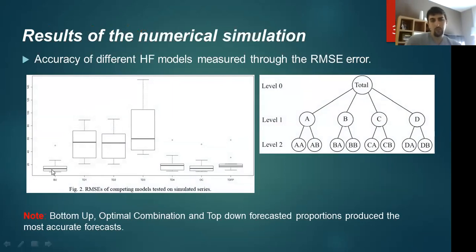We can see that bottom-up, optimal combination, and maybe top-down forecasting proportion have the lowest error. Optimal combination is a new method, very good. And as I said, bottom-up, however much criticism exists in the literature, is still very good compared to some newer advances like optimal combination and top-down forecasting proportion.